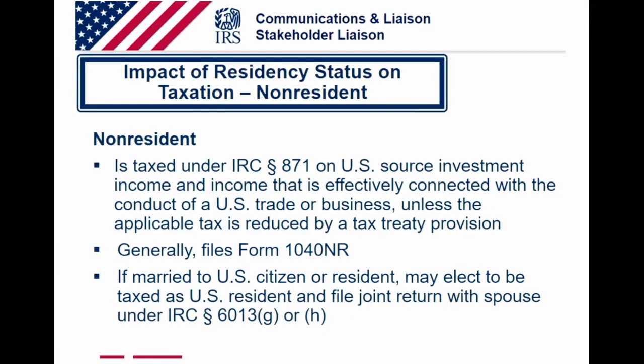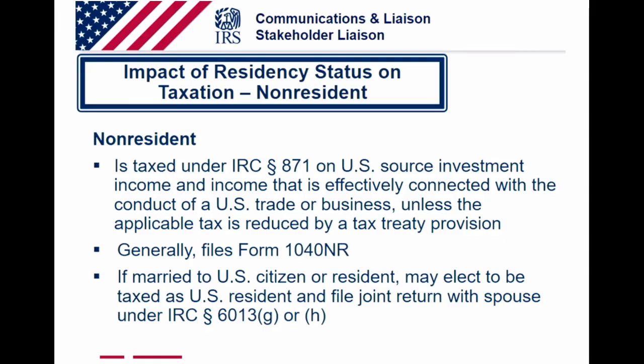So the taxing provisions for non-residents are found in Code Section 871. Non-residents are taxed on U.S. source investment income and on income that is effectively connected with the conduct of a U.S. trade or business. Taxation of non-residents will be covered in more detail later in this webinar.